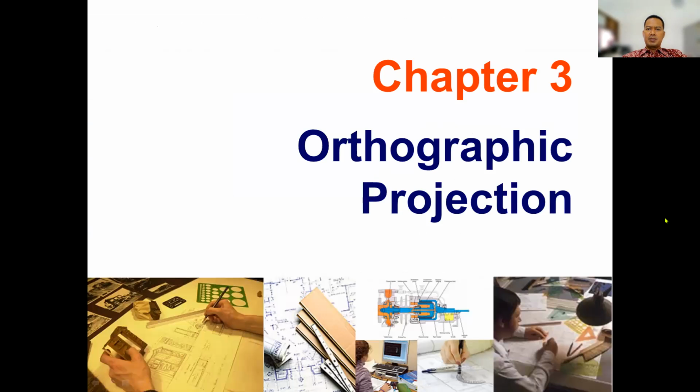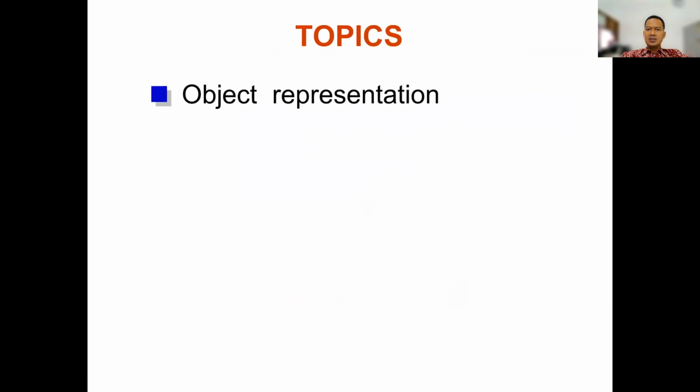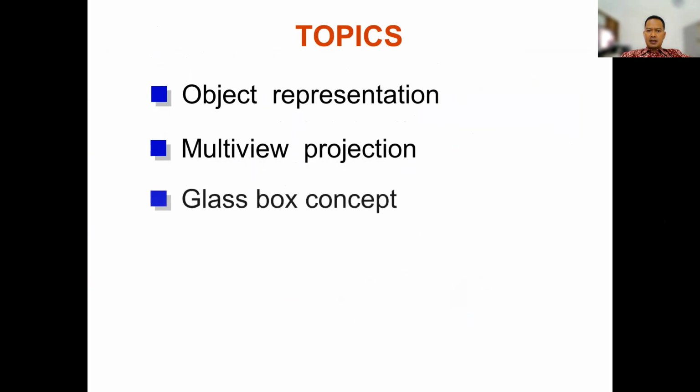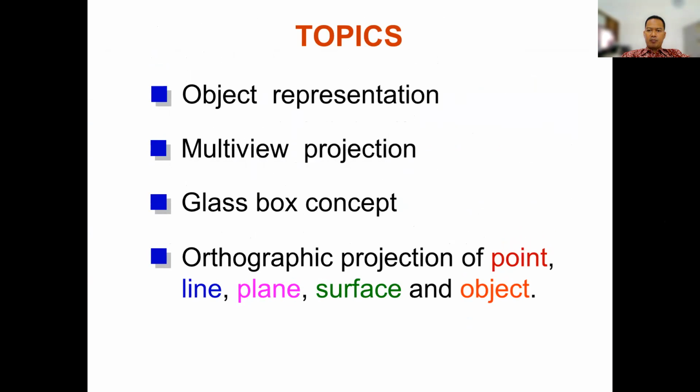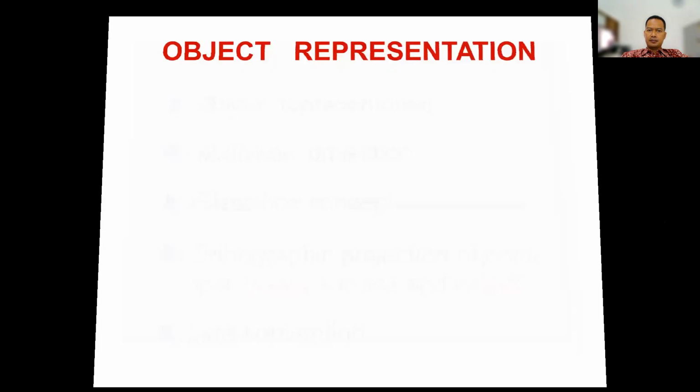Okay, continue to chapter 3. This is about orthographic projection. The topics today are object representation, multi-view projection, the glassbox concept, and then orthographic projection of point, line, plane, surface, and object, and then line convention.